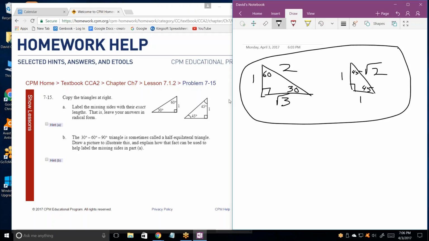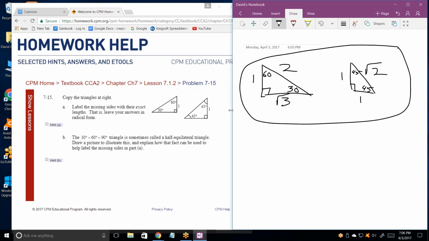Have you had any trig at all? No. Not even in geometry you didn't have some trig? Maybe. Okay. Well, this is the foundation of all your basic trig functions. The sine of 30 degrees is 1/2. Cosine of 30 degrees is root 3 divided by 2. The sine of 45 degrees is 1 divided by root 2. That's why these two triangles are so important.